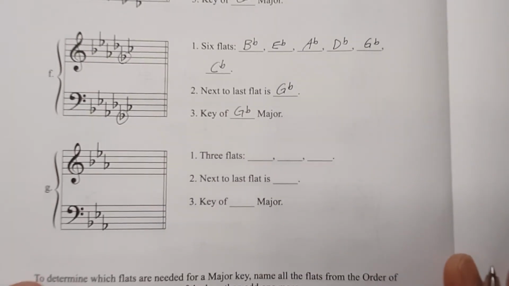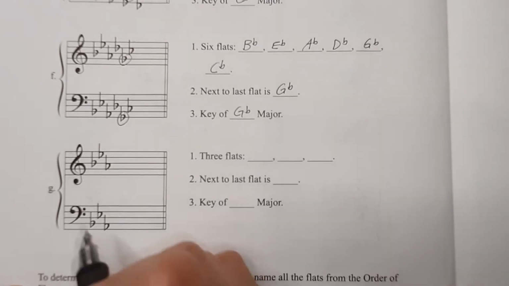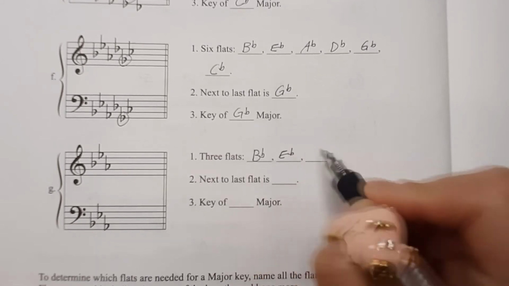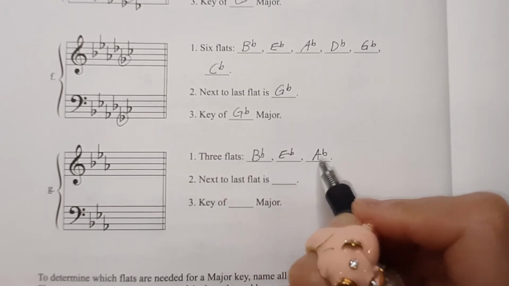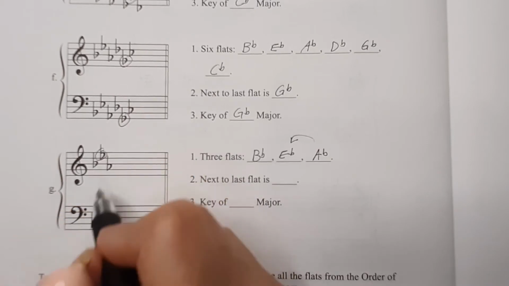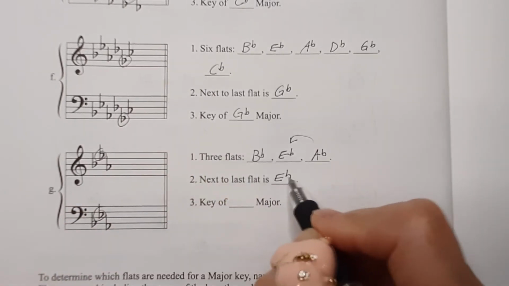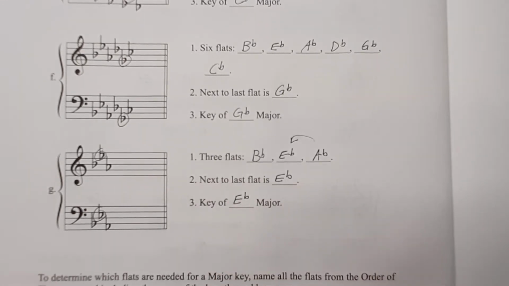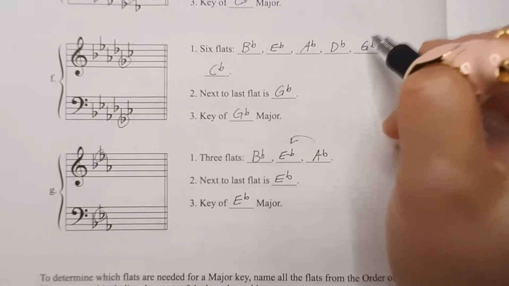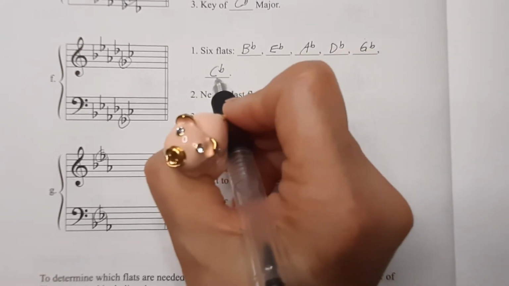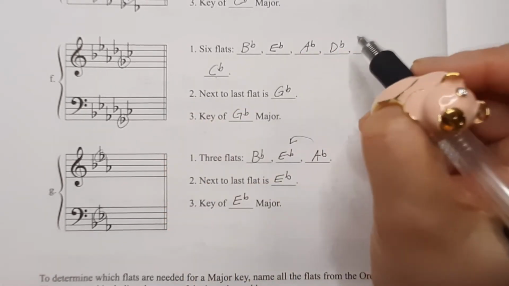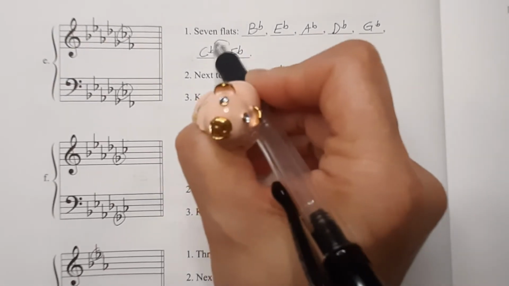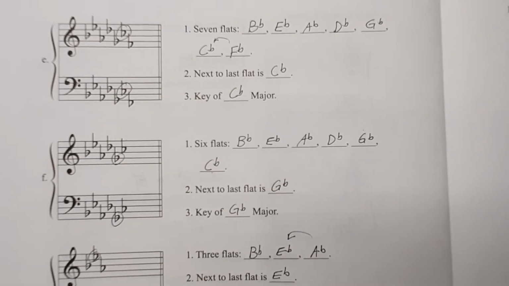Okay, now we'll do question G. 3 flats are, in order, B flat, E flat, and A flat. Second to the last one is E flat. The key is E flat major. Get it? So you always look for the second to the last one. This is last one, and this is second to the last one. Now, if they're all 7 flats, this is the last flat, and second to the last one is C flat, and that's the key name.